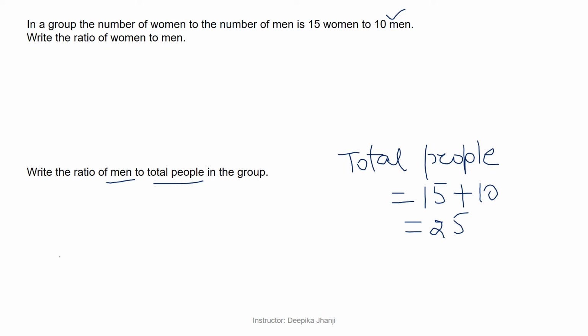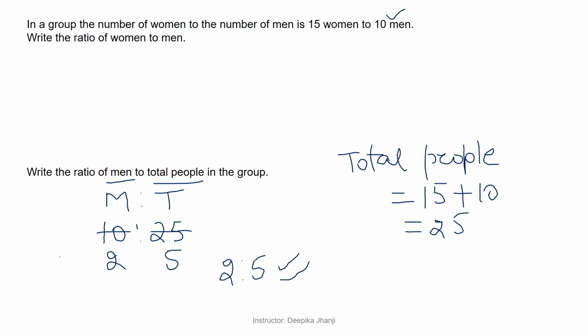Now we can write down the ratio of men to total, right? Men is to total. Now men is 10 and total is 25. So we get 10 is to 25, but we need to write down this ratio in lowest terms. Now 5 times 2 is 10 and 5 times 5 is 25, right? So the ratio of men to total is 2 is to 5. In ratio, order matters. If we are writing the ratio of total to men, then the ratio would become 5 is to 2, right? Order matters in ratio.